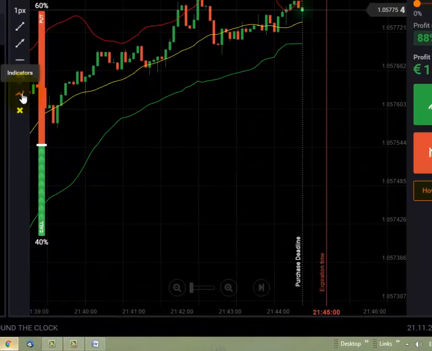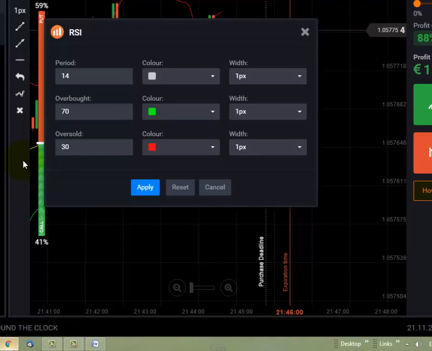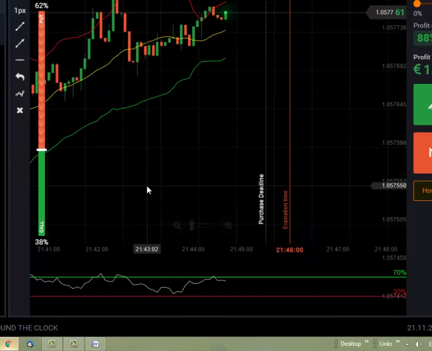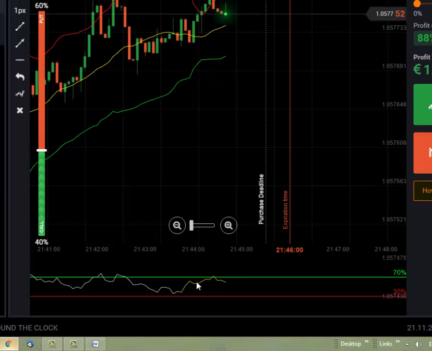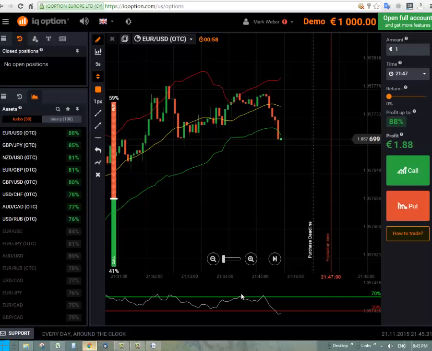The next indicator we will use is the RSI, the relative strength indicator. We will leave it as it is. First of all, what is the RSI? What is relative strength index or indicator? It is a technical momentum indicator that compares the magnitude of recent gains to recent losses in an attempt to determine overbought and oversold conditions of an asset.